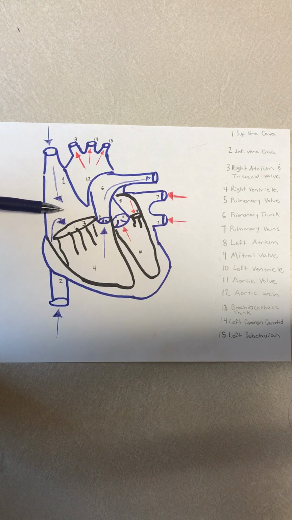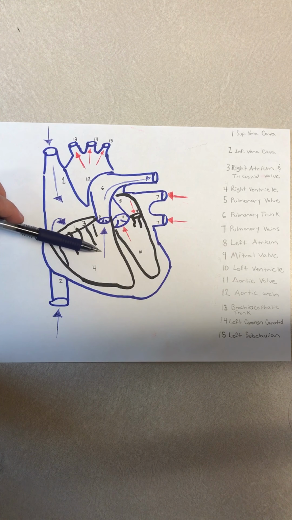The blood is going to flow through the tricuspid valve, which is located here, and what holds this together are these, which are called chordae tendineae. The deoxygenated blood is going to flow into the right ventricle, which is right here.